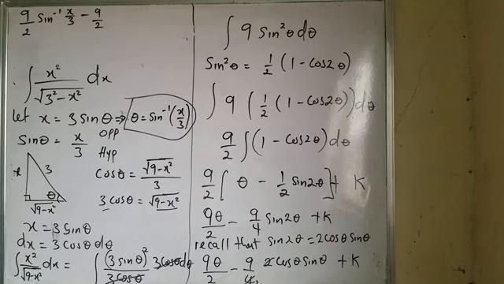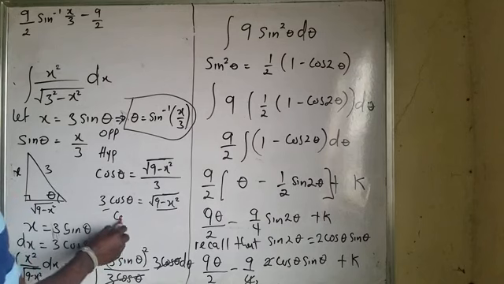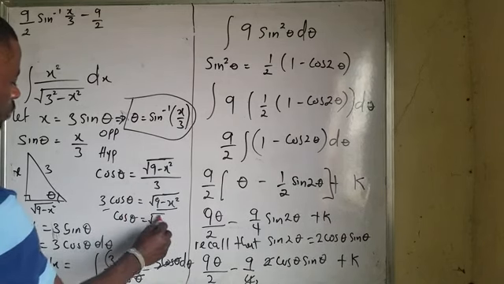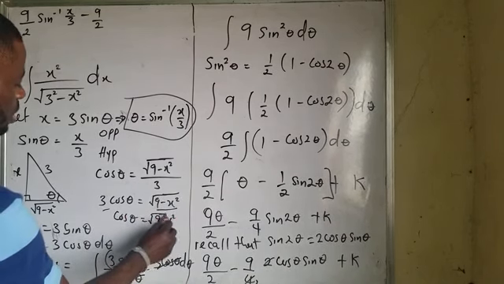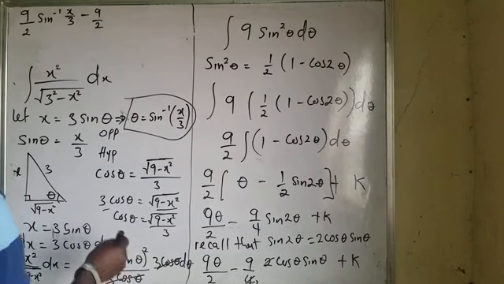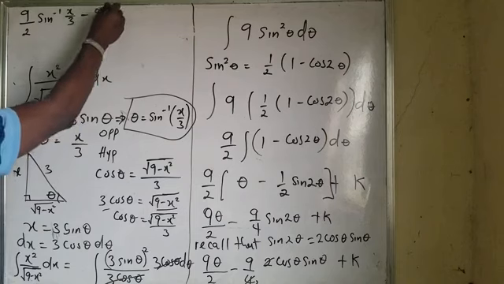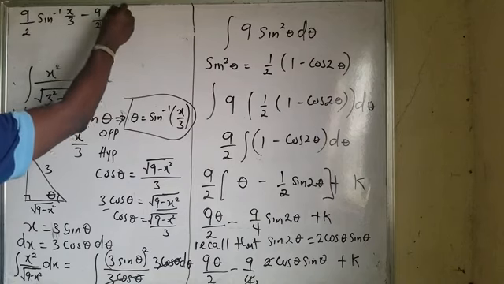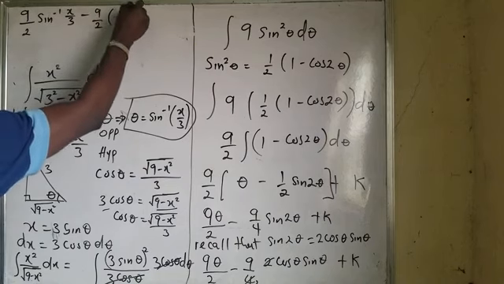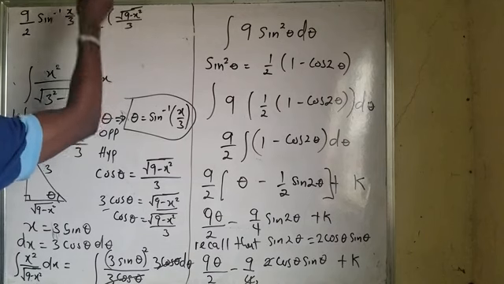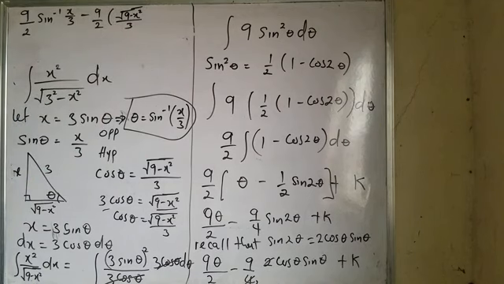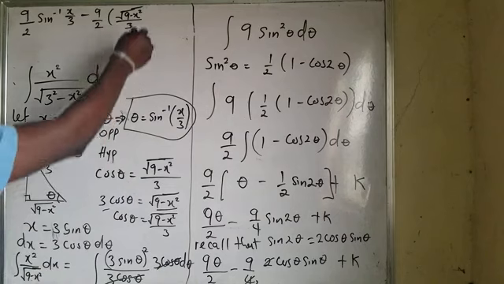What is my cos? My cos theta will be, from here, root of 9 minus x squared divided by 3. It means I can say that bracket of root of 9 minus x squared divided by 3. Yes. Okay. What x? I close my bracket.